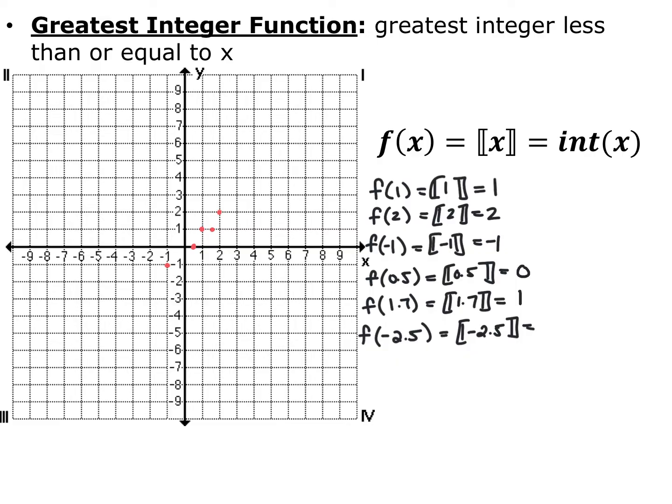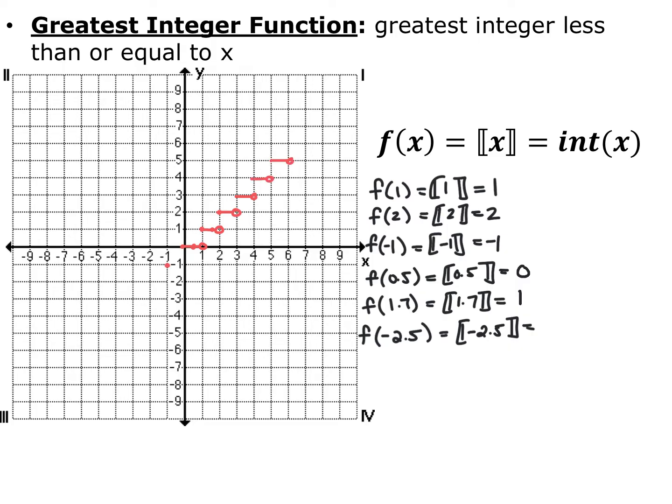So anything between 0 and all the way up to 1, but not including 1, is going to have an output of 0. Everything from 1 up to but not including 2 is going to have an output of 1. Everything from 2 up to not including 3, so on and so forth. So it looks like this.